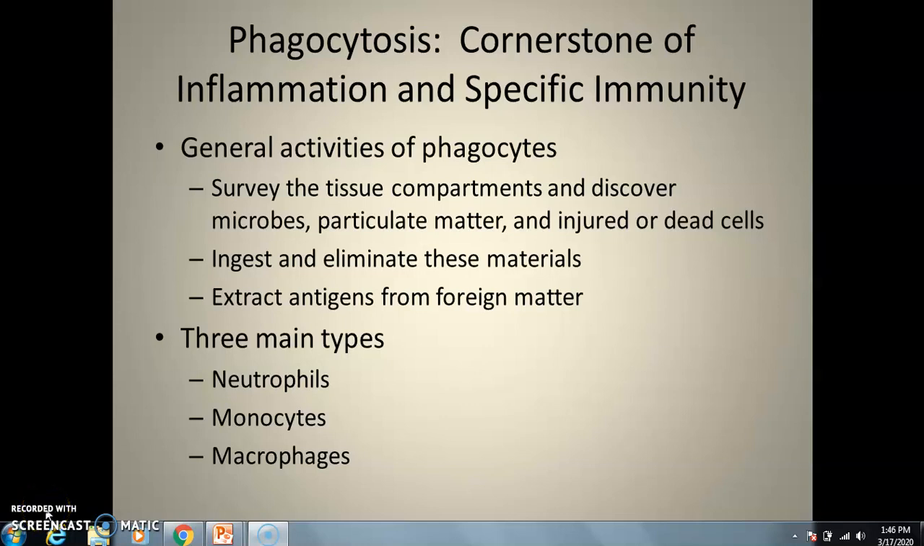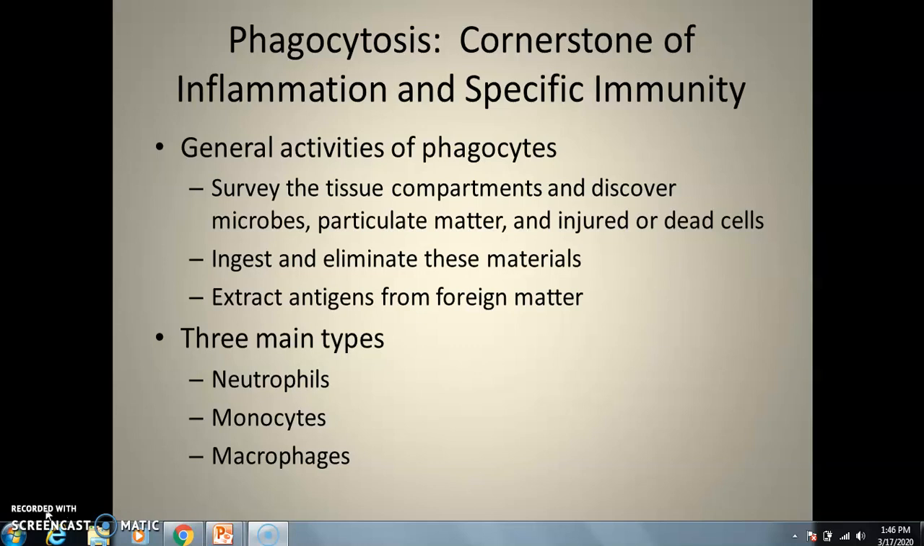All right, let's continue talking about the second line of defense. In the last video, I talked about inflammation. Now we're going to talk specifically about the phagocytosis part of inflammation. Phagocytosis is done by several different types of cells, neutrophils and macrophages mainly. Remember that monocytes is just the name for a macrophage when they're in the bloodstream. So it's really the neutrophils and the macrophages.